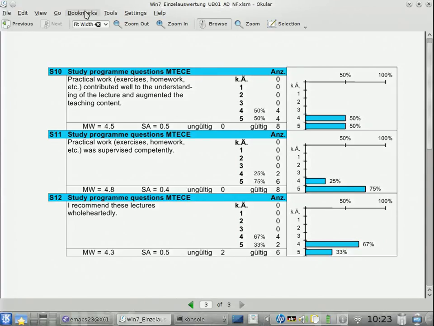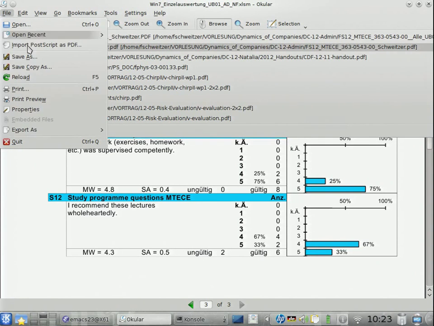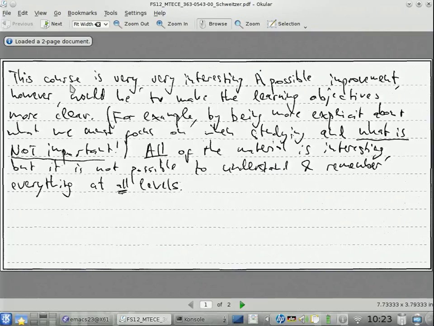I show you the second sheet first. So there's place for comments, right? Someone, or 2 people in your particular case, wrote something here, and we read this first and then we discuss it.